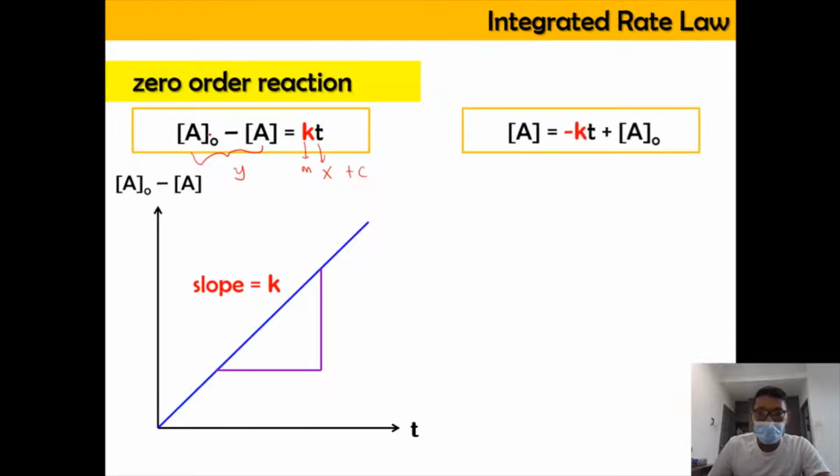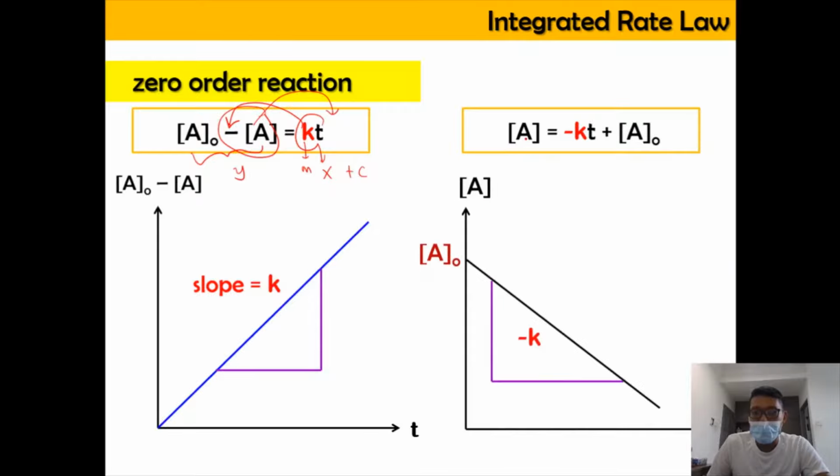You can also bring the A term to the right hand side and kt to the left hand side, and you will get A equal to negative kt plus A0, where we construct A as the y-axis, y = mx + c. So our gradient m is negative k, the x-axis is time, and the intercept is A0. So this is the usual way of how we draw the graph.